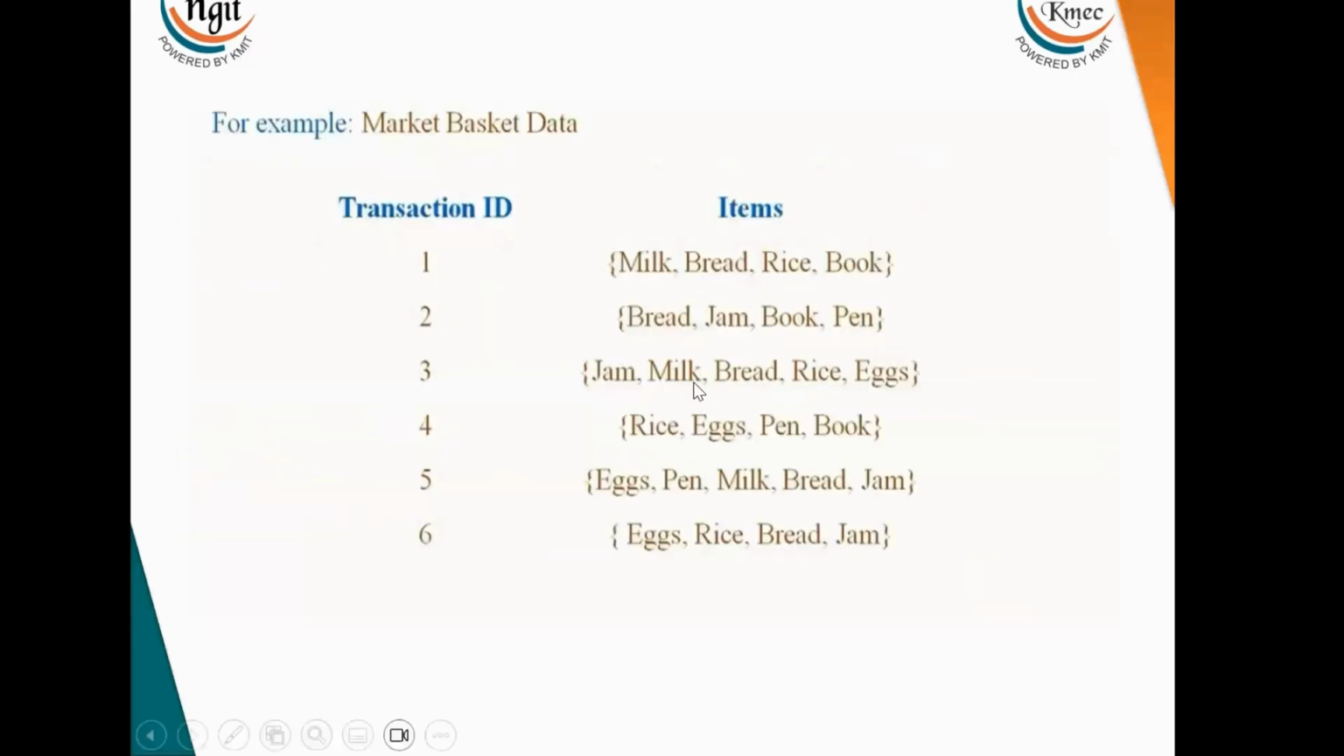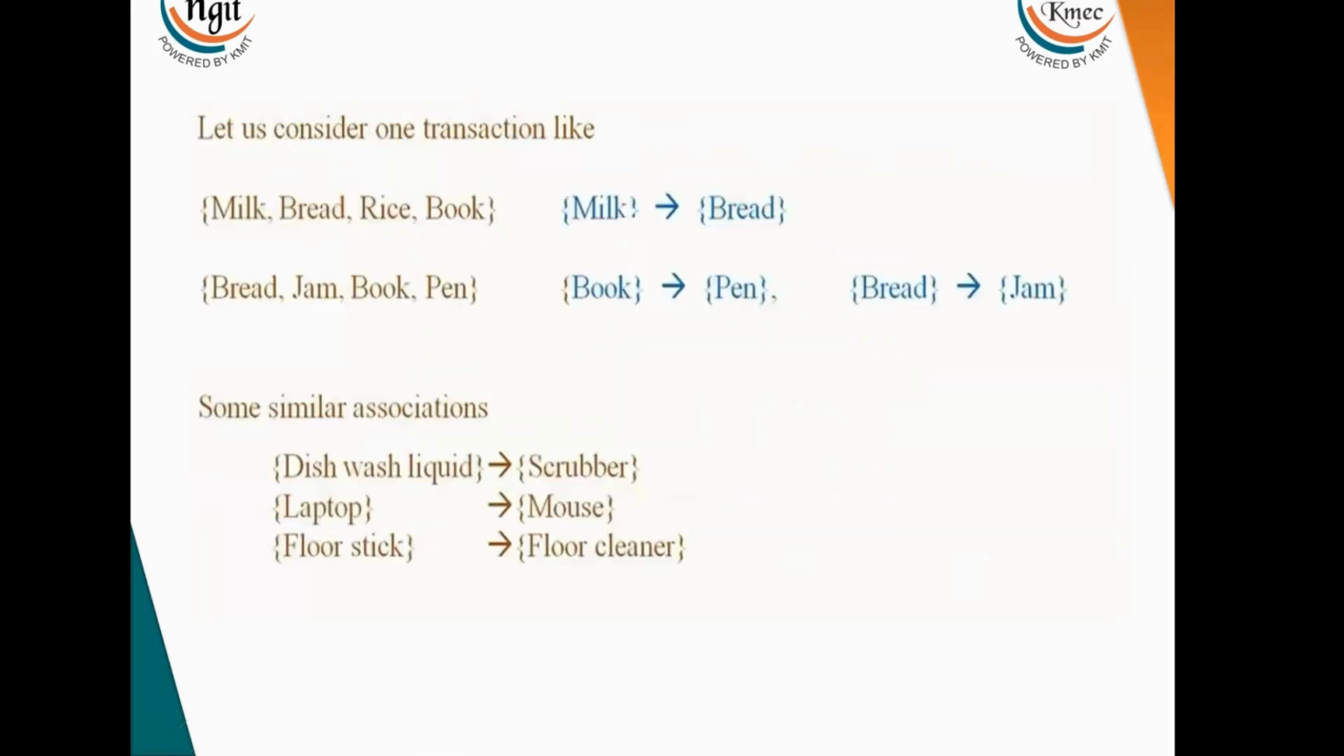Now, let us look at the example of market basket data. This is an example consisting of 6 transactions. In the first transaction, we can see milk, bread, rice, and book purchased in transaction ID 1. In transaction ID 2, bread, jam, book, pen. In this way, in the 6 transactions, there are items that have been purchased. And if I want to know how many people have purchased milk along with bread, I will make a rule for that. Next, book with pen. In a similar way, there are different associations.